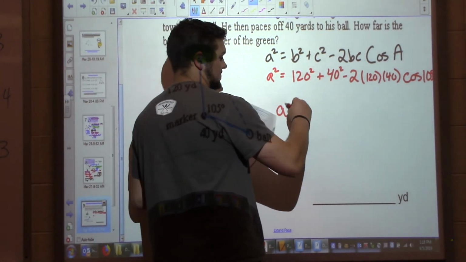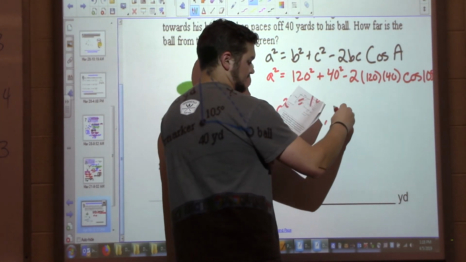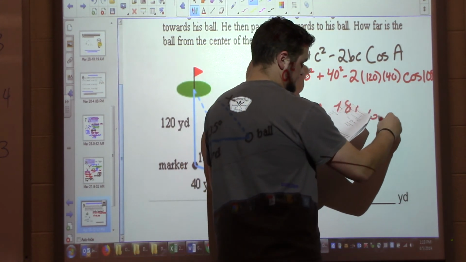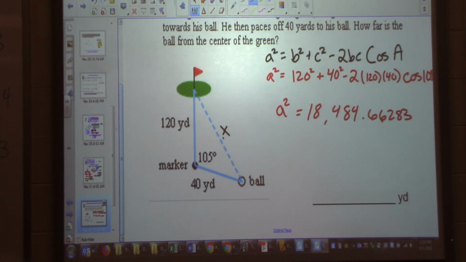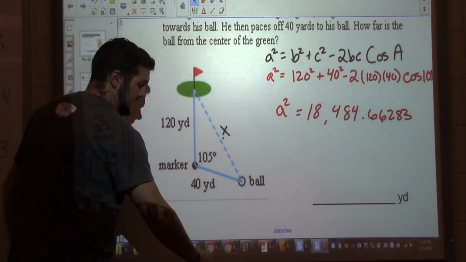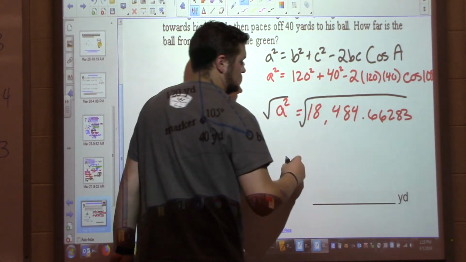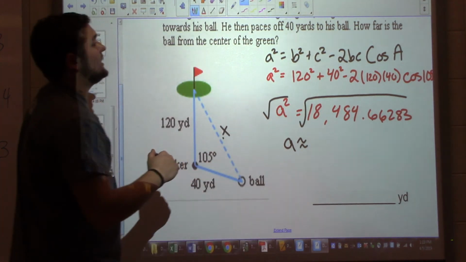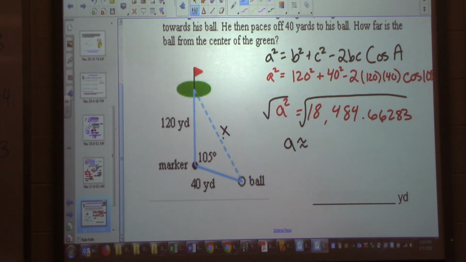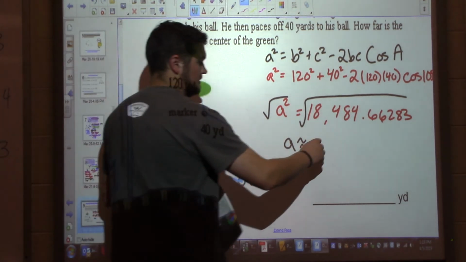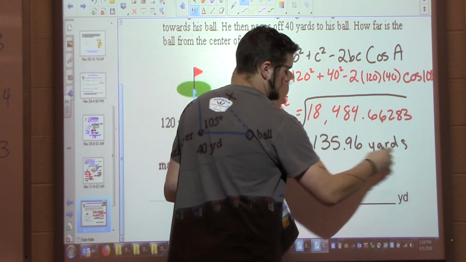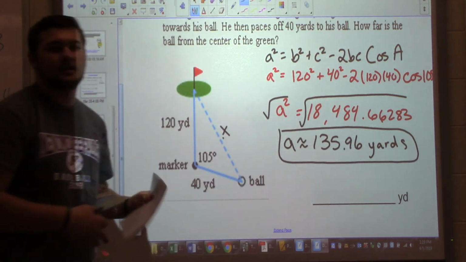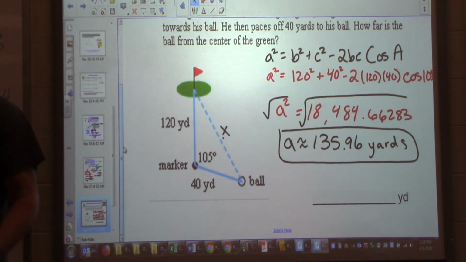You should get A squared equal to 18,484.66283. And what's the last thing you've got to do here? Square root it. We got to find A. We don't want A squared. A is approximately how far? To the nearest hundredth. Remember, we're looking for a side. When we take the square root, we should get 135.96 yards.